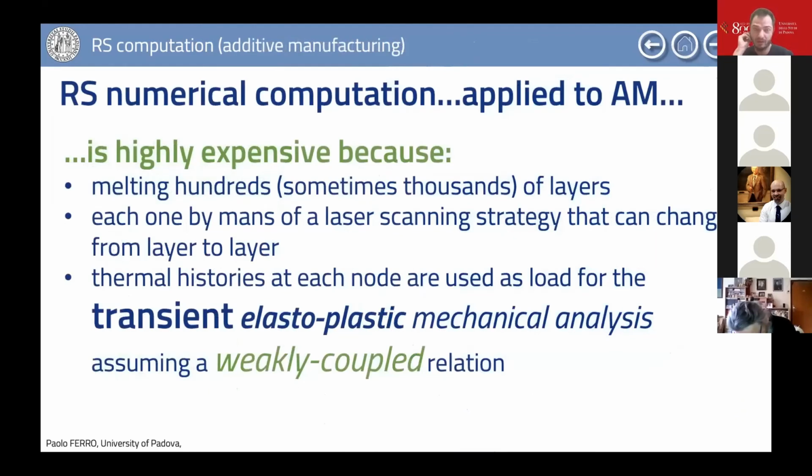We can use numerical simulation for the computation of residual stresses in additively manufactured components. But you can observe that it is very expensive, more expensive in this case compared to welding simulation, because we have to simulate the melting of hundreds and sometimes thousands of layers, each one by means of a laser scanning strategy that can change from layer to layer. So we have to consider this effect as well.